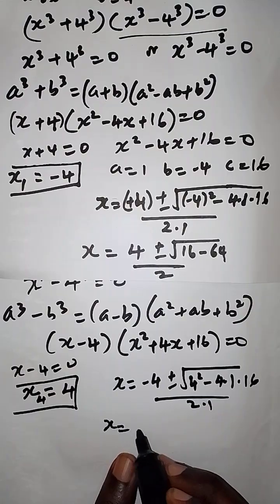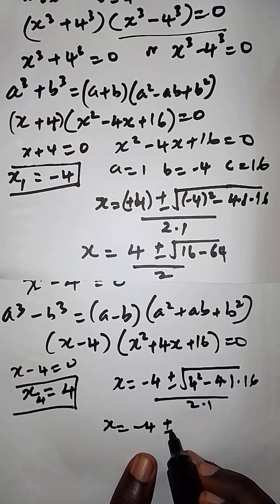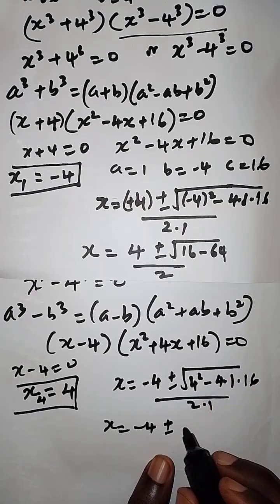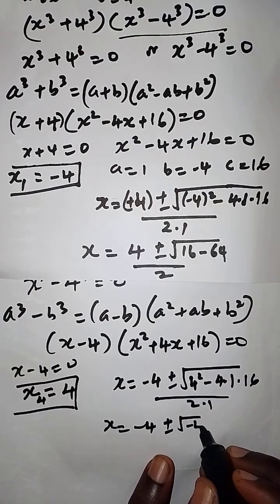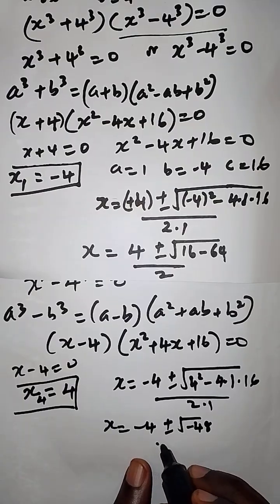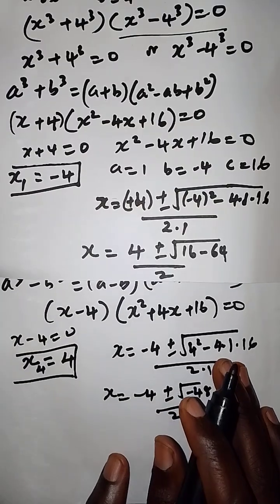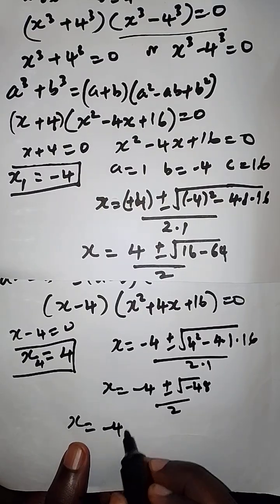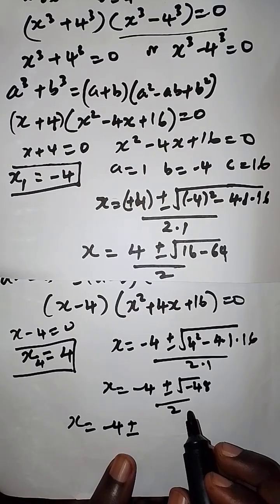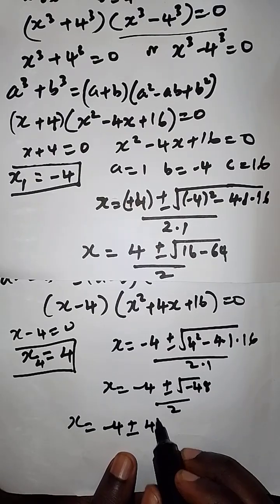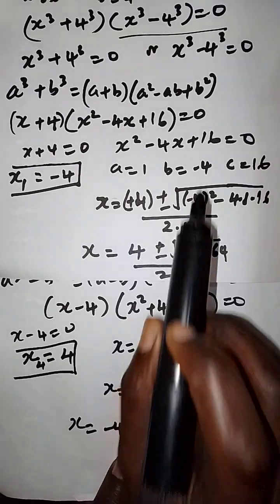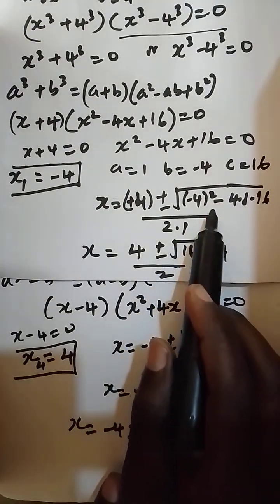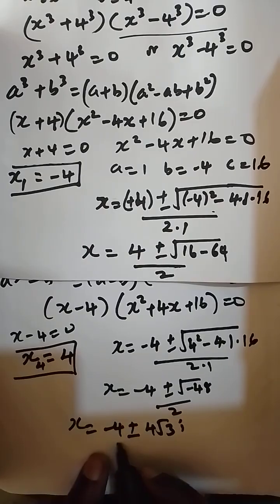So x becomes negative 4 plus or minus, same as before, remember we got negative 48 under the root. So x is equal to negative 4 plus or minus 4 root 3i, divided by 2.